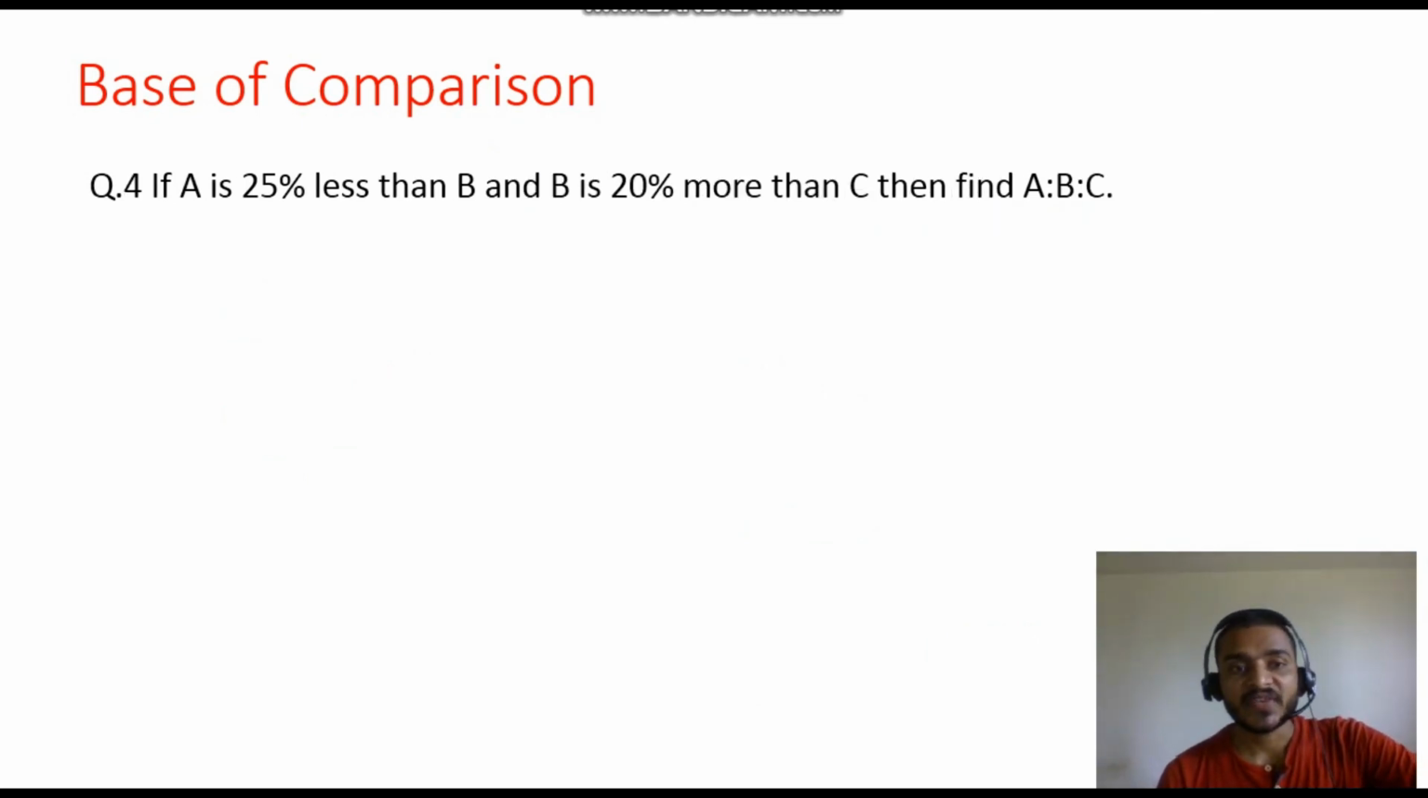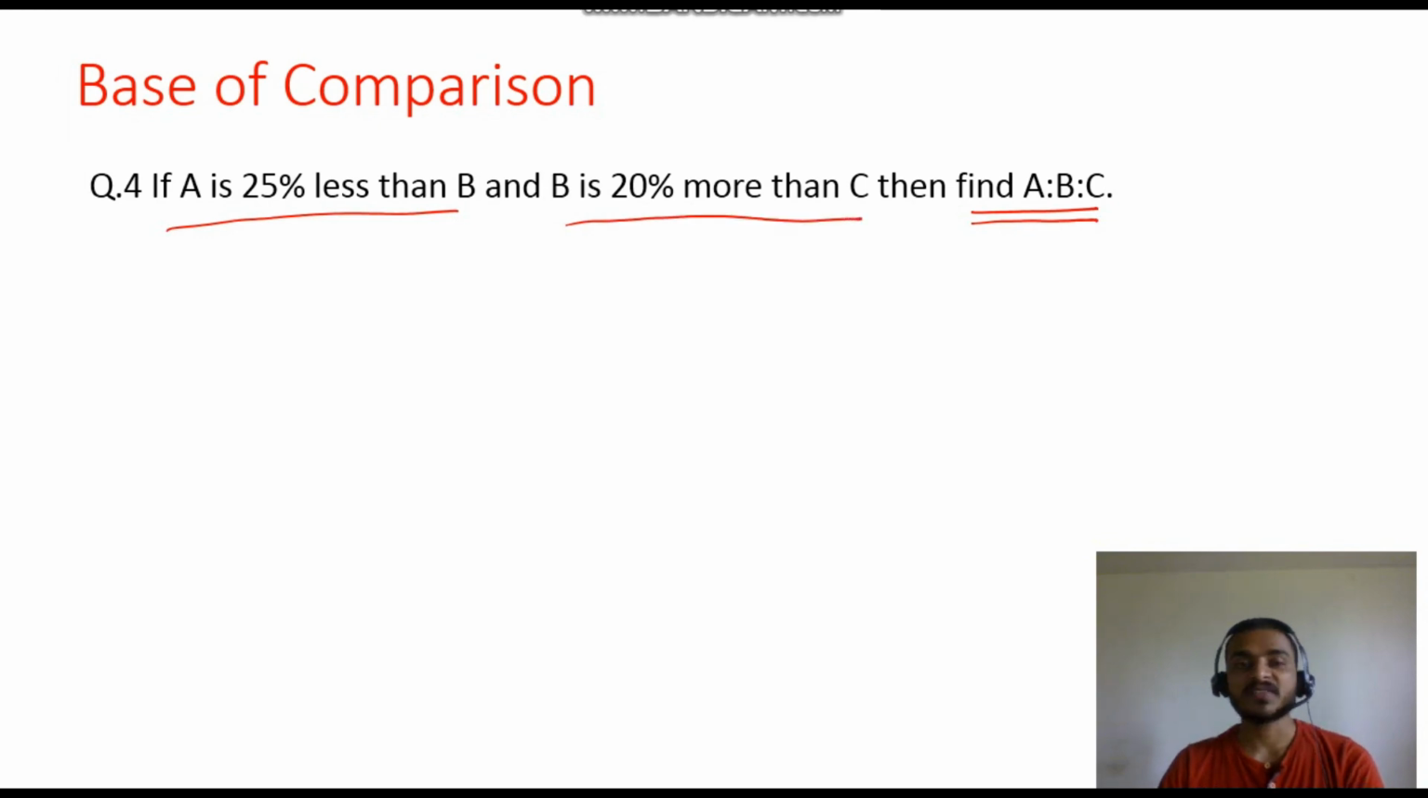If A is 25% less than B and B is 20% more than C, then find A is to B is to C. So ultimately the question is different. It wants us to find out the ratio A is to B is to C, for which I will need to know the values of A, B and C. Now if you look at the question, it is a chain of statements. A is some percent less than B, and then B is some percent more than C, which means it is a statement of statement. So in such cases, it is always advisable to start with the last variable.